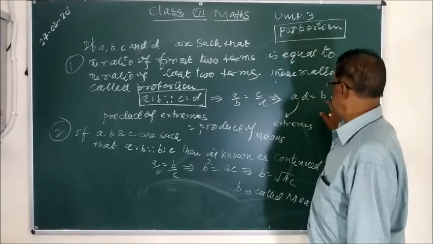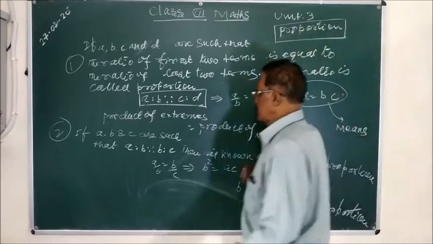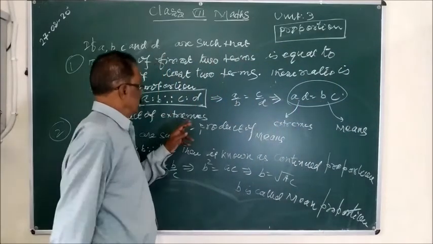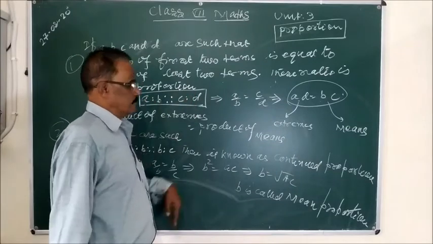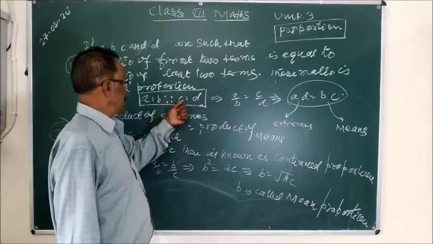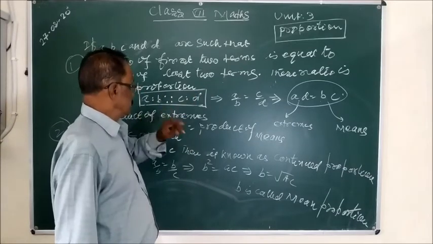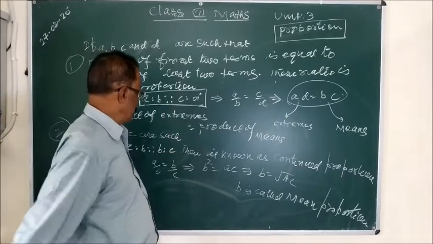So what do you find from this result? This is called product of extremes. I said the first and last term, the first and fourth terms, are called extremes, and the second and third terms are called means. That is, product of extremes is equal to product of means.